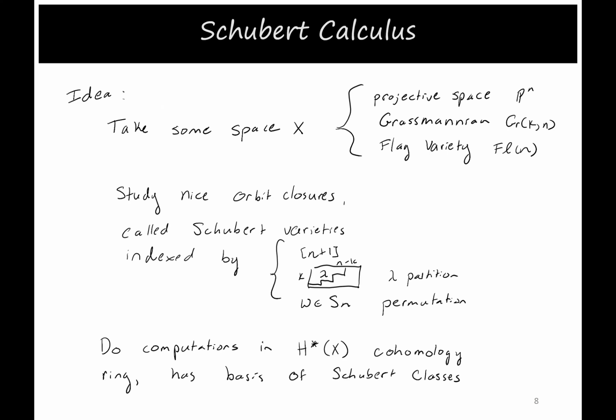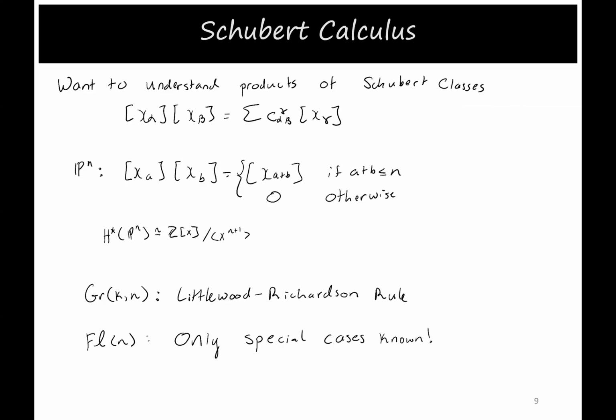And then you take these distinguished orbit closures. They give you a basis of Schubert classes, and you do computations in the cohomology ring of this variety to understand these intersections. Sorry, I keep moving too far from the microphone. Okay. So in trying to understand these intersections, what you want to do is understand products of Schubert classes in whatever this cohomology ring is.